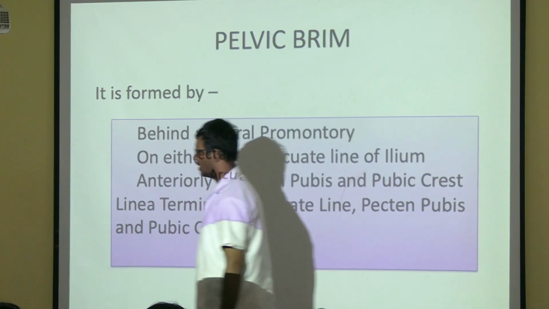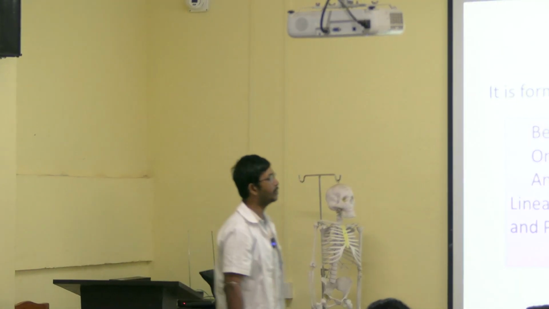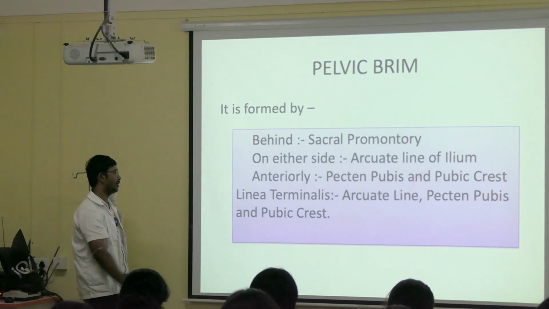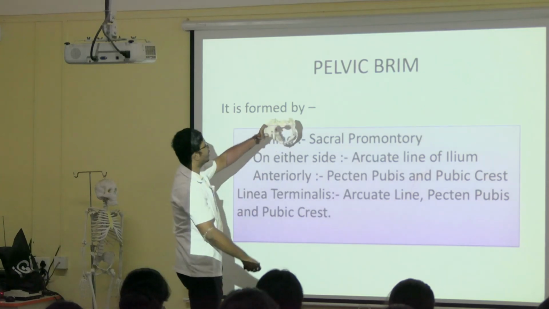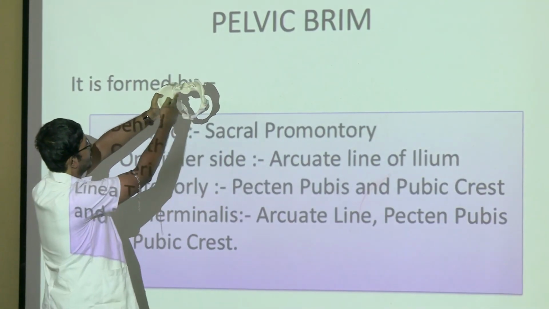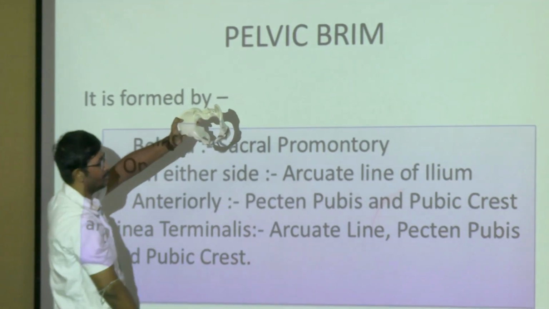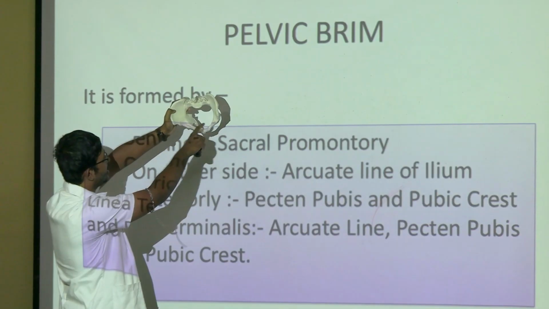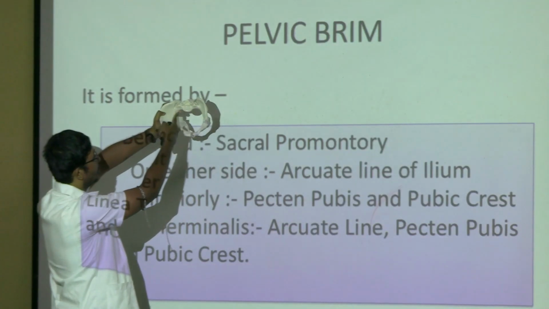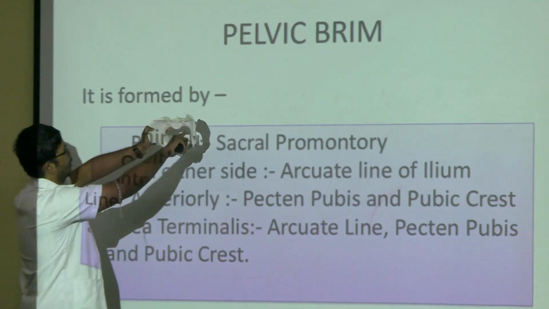The pelvic brim is formed behind by your sacral promontory, on either side by your arcuate line of ilium, and in the front by your pecten pubis, pubic crest. The pecten pubis, pubic crest and arcuate line of ilium together form the linea terminalis. See this bone: posteriorly the sacral promontory forms the posterior part of your pelvic brim, on either side the arcuate line of the ilium forms the two lateral parts, and anteriorly you have the pecten pubis, pubic crest as well as the pubic ramus and pubic symphysis. Together this whole thing forms your linea terminalis. So this is your pelvic brim.